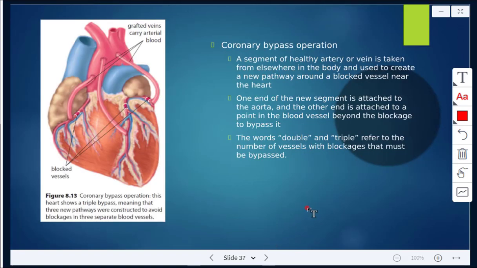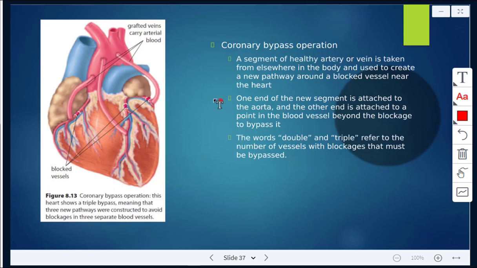A coronary bypass operation is when a segment of healthy artery or vein is taken from elsewhere in the body and used to create a new pathway around a blocked vessel near the heart. All right, so shown here, these are 3 blocked vessels, and then these are the new ones, 1, 2, 3. They're grafted veins, they will carry arterial blood. So because there's 3 done here, this is called a triple bypass, meaning 3 new pathways were constructed to avoid blockages in these 3 blood vessels.